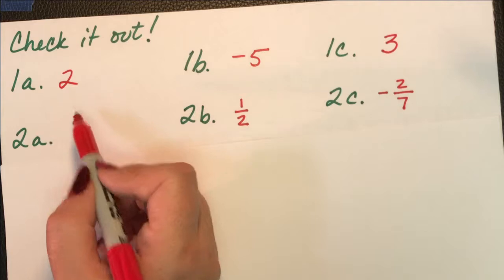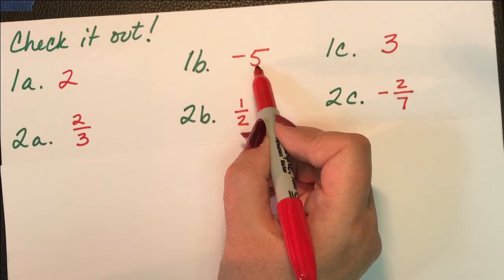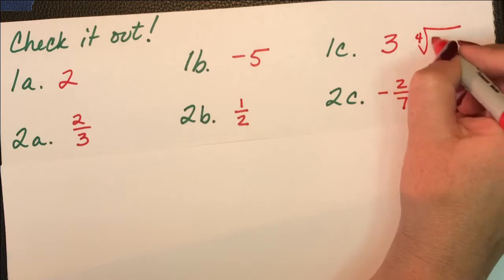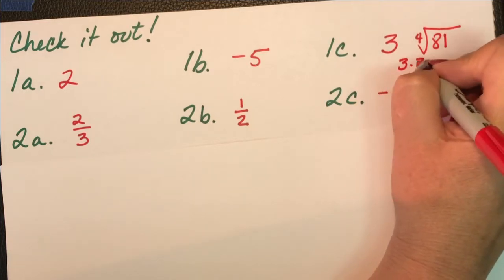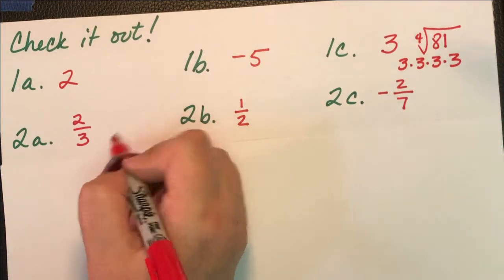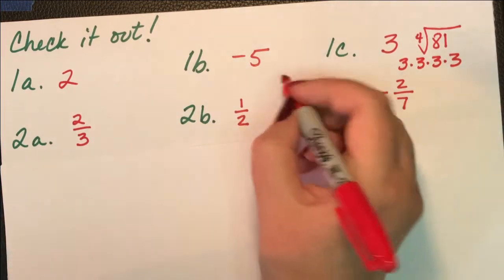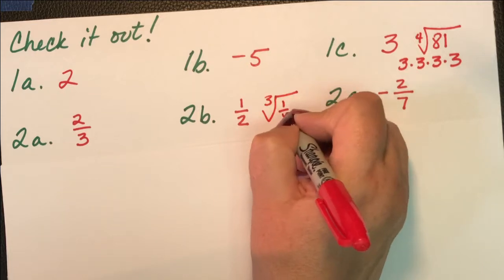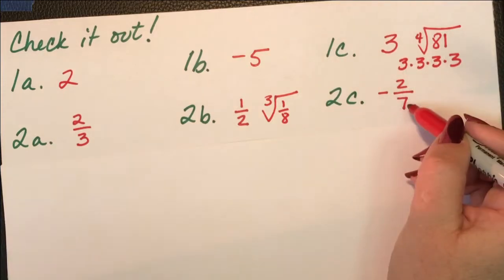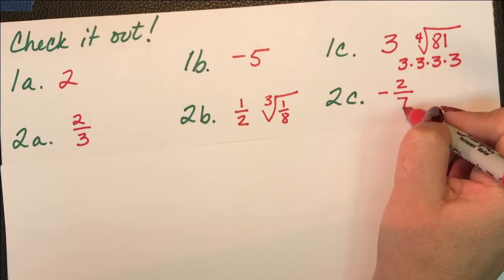Here are our answers for numbers 1 and 2. The square root of 4 is 2. The negative square root of 25 is -5. And the 4th root of 81. The 4th root of 81 is 3, because 3 times 3 times 3 times 3 is 81. The square root of 4/9 is 2/3. The cube root of 1/8 is a problem we just had in our other example. And the negative square root of 4/49 is -2/7.